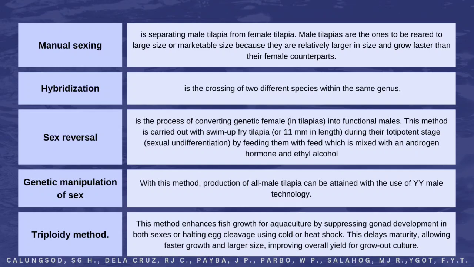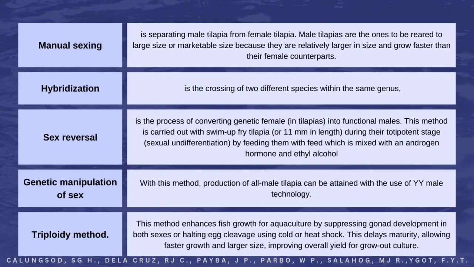Next one is hybridization. It is the crossing of two different species within the same genus. Example of hybridization in hybrid tilapia production: the Nile tilapia males are crossed with the blue tilapia females, resulting in offspring that are predominantly male, up to 95%. These methods take advantage of natural genetic factors that influence sex ratios.